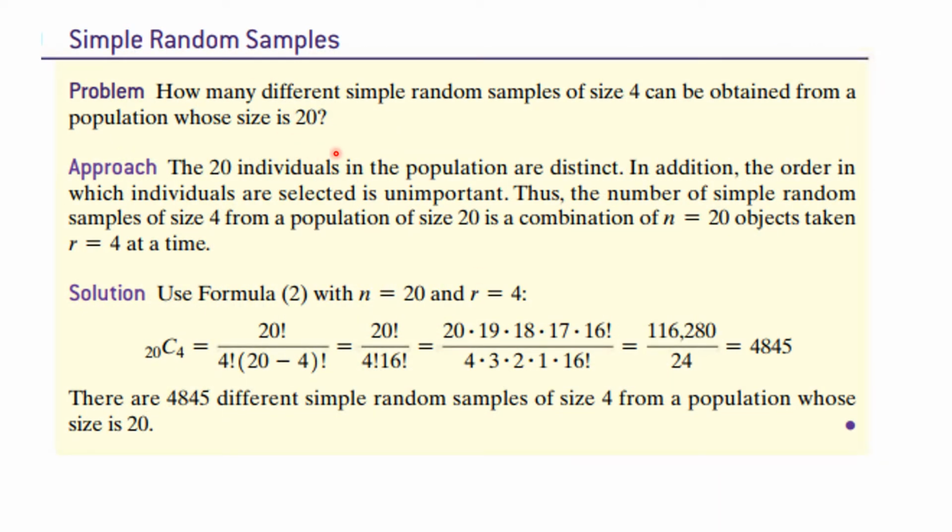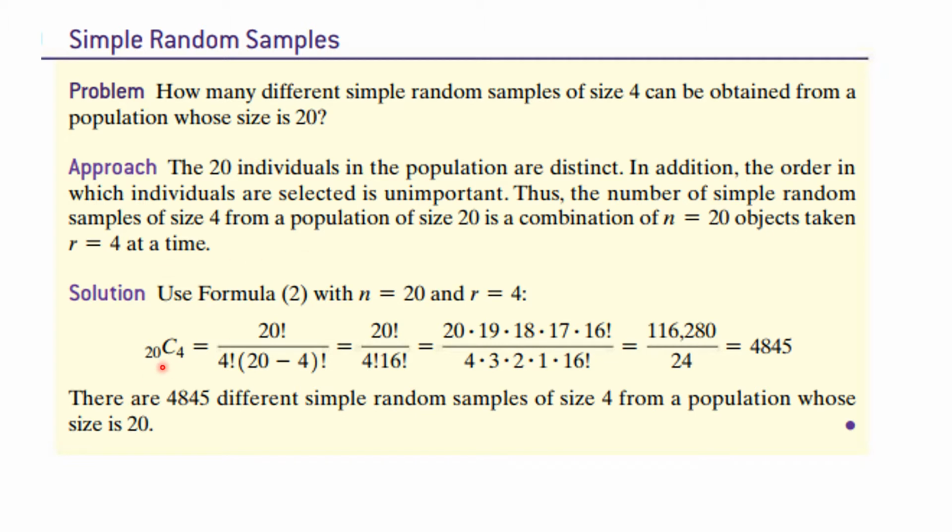Let's look at another problem, and this problem is about simple random samples. How many different simple random samples of size 4 can be obtained from a population whose size is 20? Now, the 20 individuals in the population are distinct. In addition, the order in which the individuals are selected is unimportant. The only thing that matters is were they selected or not. So the number of simple random samples of size 4 from a population of size 20 is a combination of n equal 20 objects taken r equal 4 at a time.